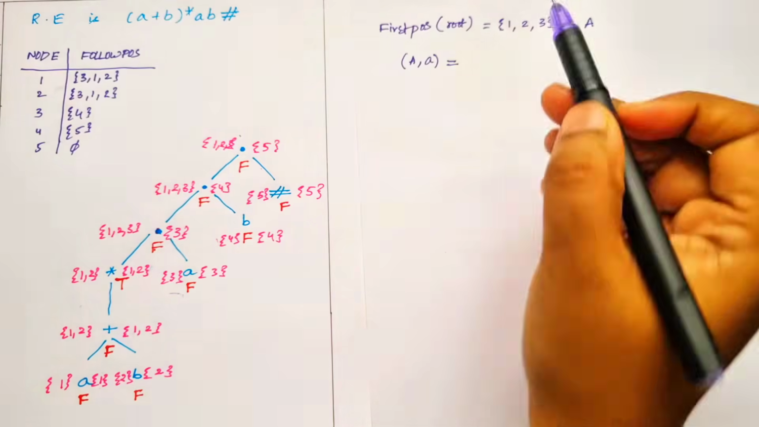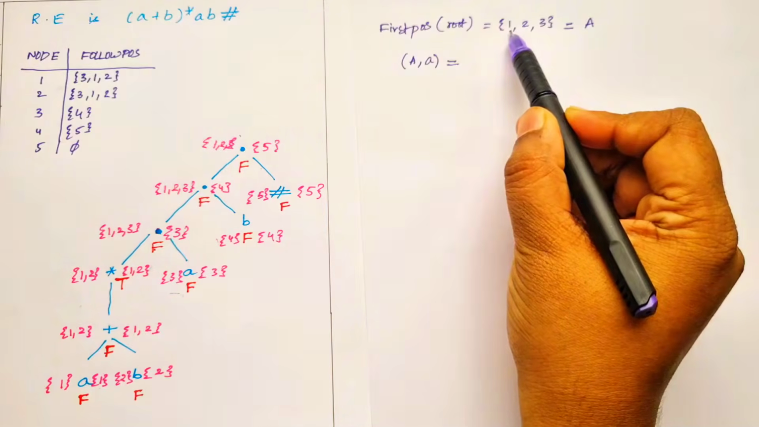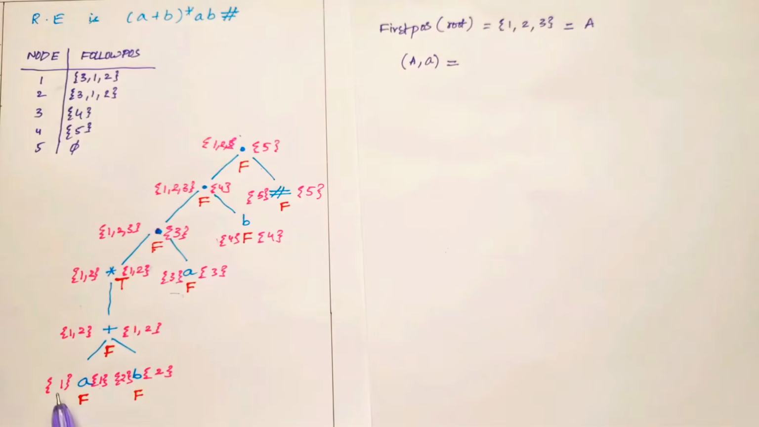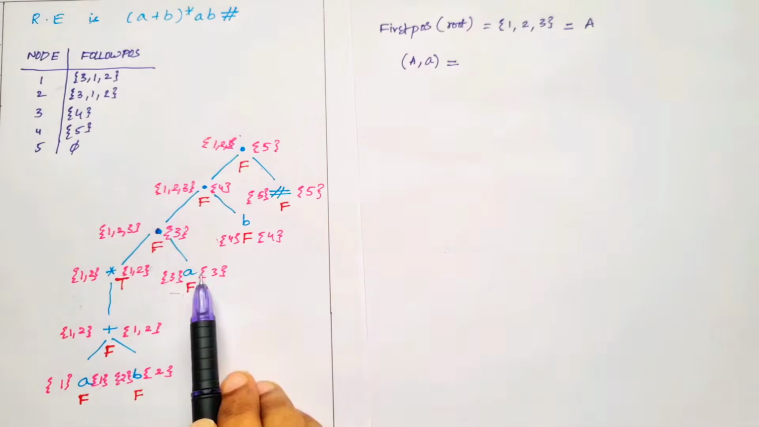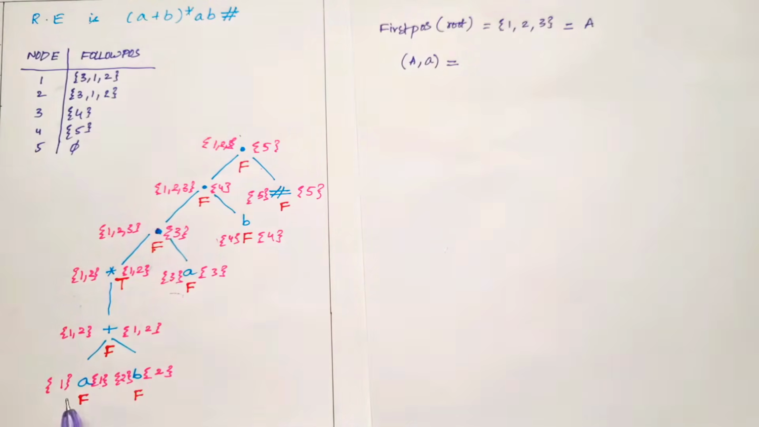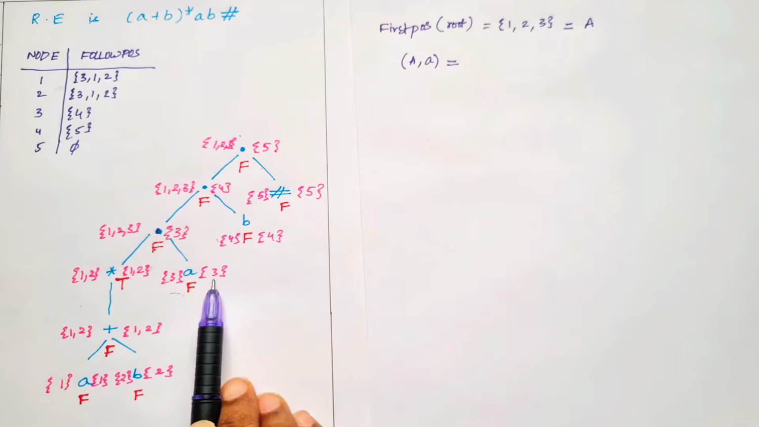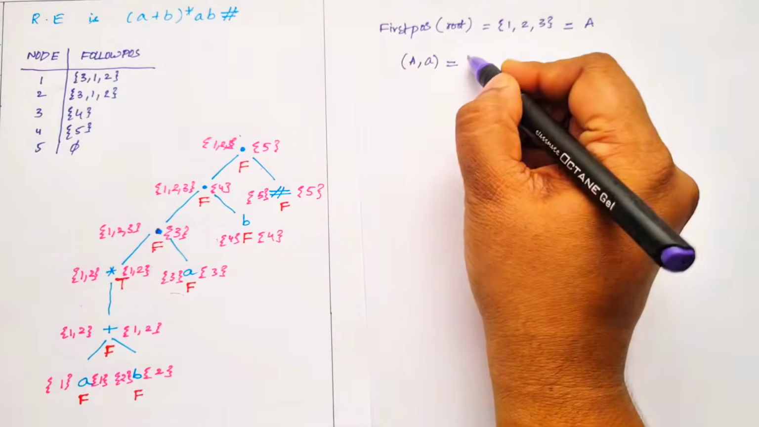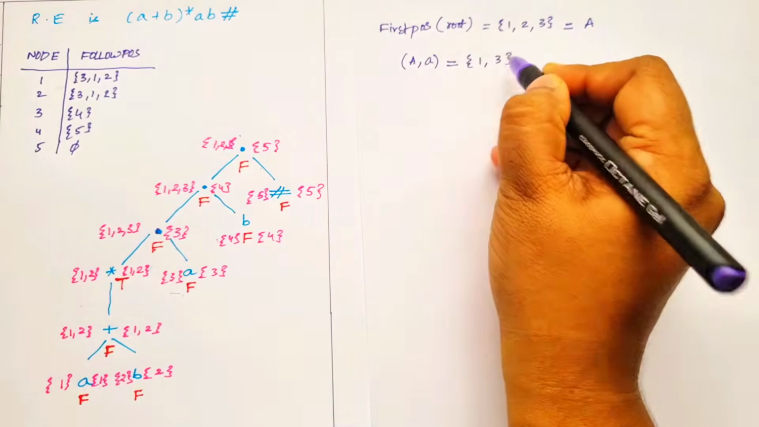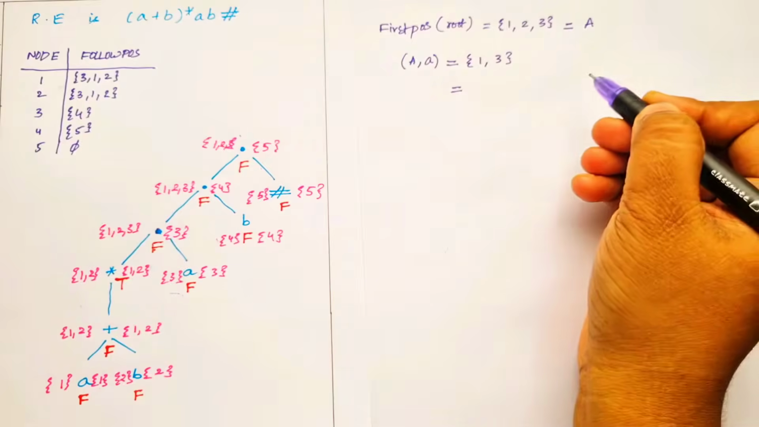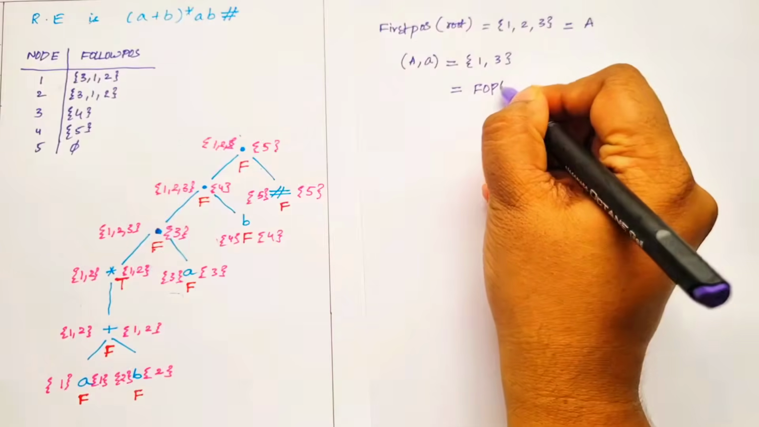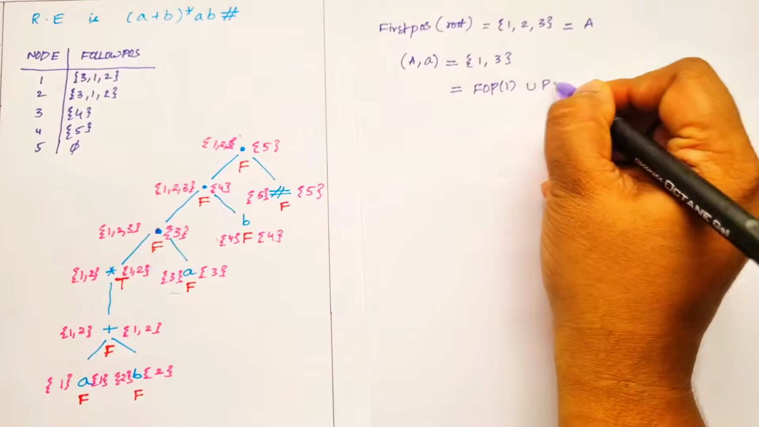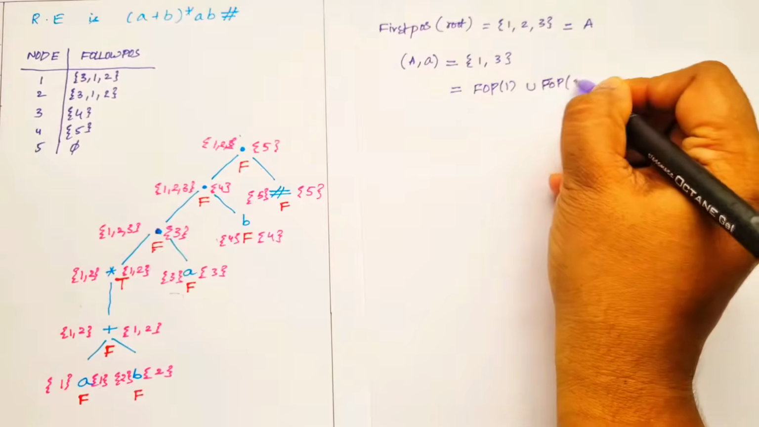To find this out, see, you have to look at the positions 1, 2, 3. In these three positions, where is small a present? See here, here and here. In the first position and third position small a is present. Means you have to note down those two positions, 1 and 3, and then find the follow position of these two numbers: follow position of 1 union follow position of 3.